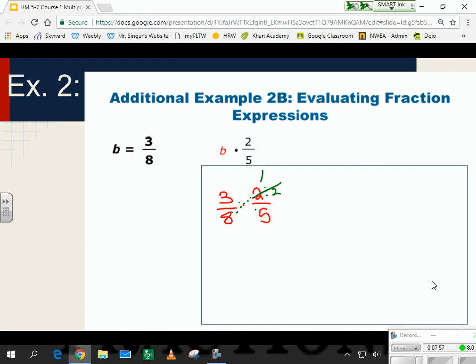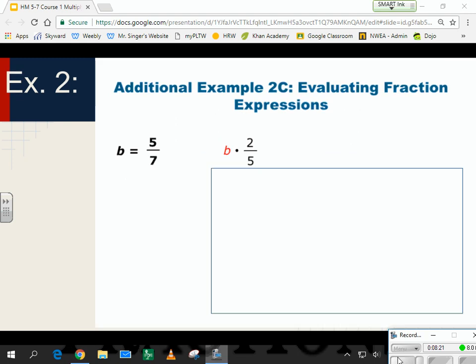So 2 divided by 2 is 1. 8 divided by 2 is 4. So we actually have here 3/4 times 1/5. Now it's already simplified. 1 times 3 is 3. 4 times 5 is 20. And it's a quicker way to get to the simplified answer of 3/20. Okay. Let's move on then.